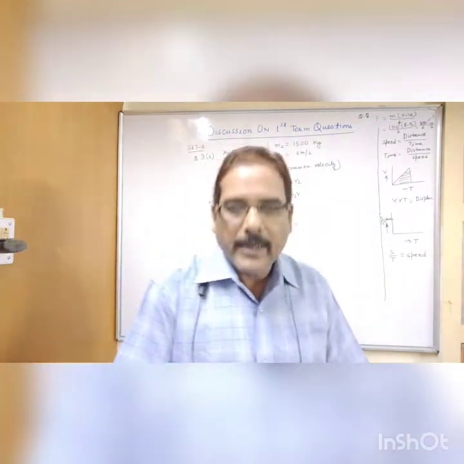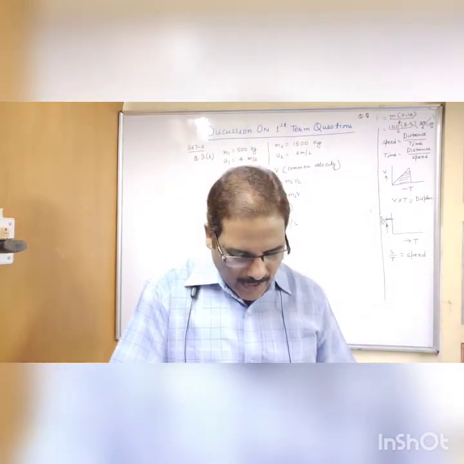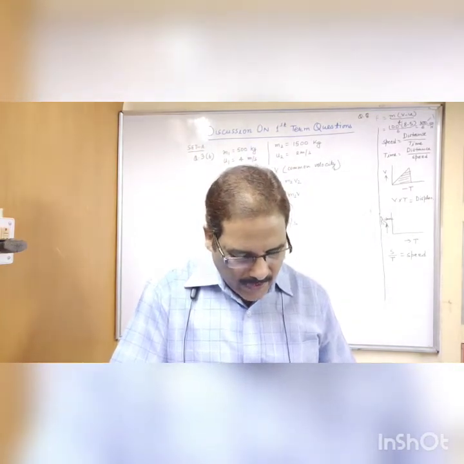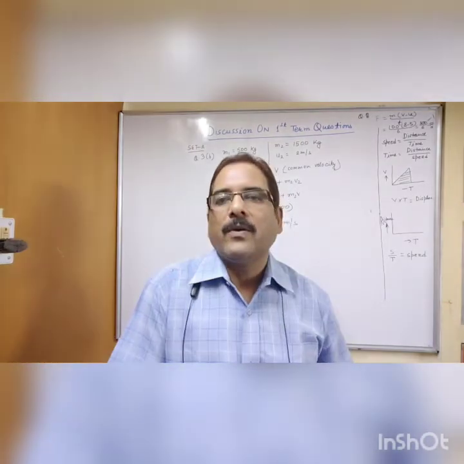Now set B questions are: calculate the acceleration of a body which starts from rest and travels 87.5 meter in 5 seconds.